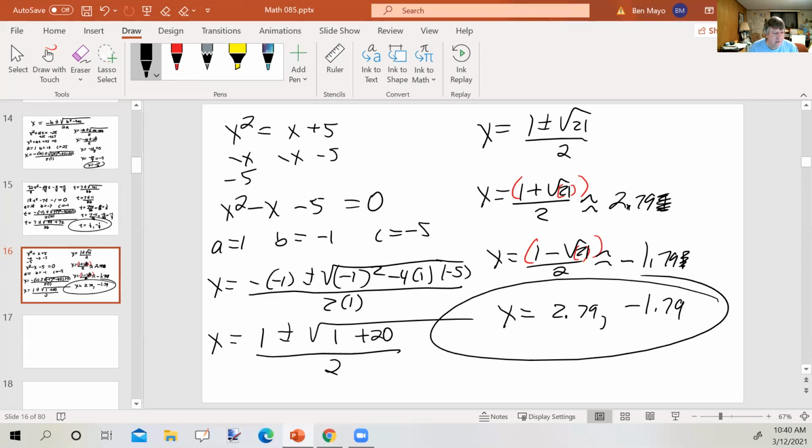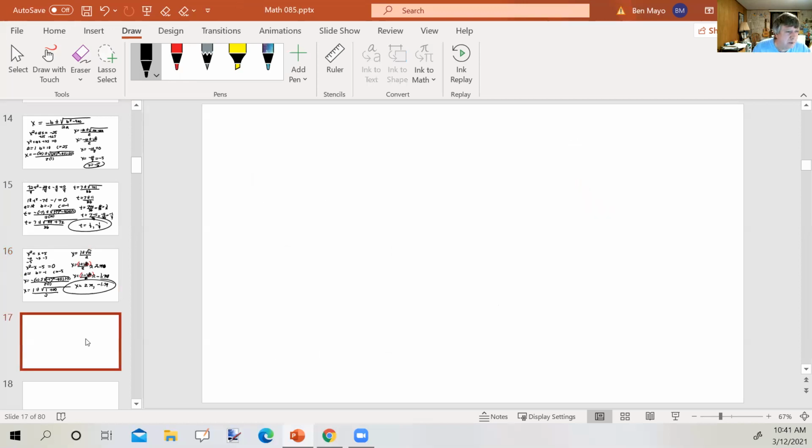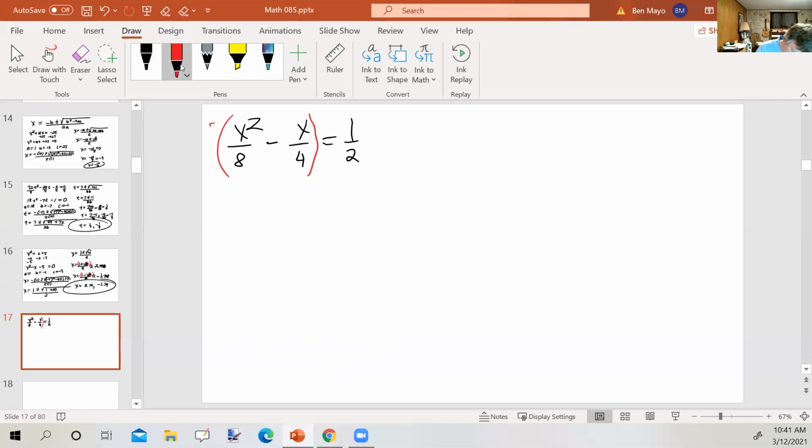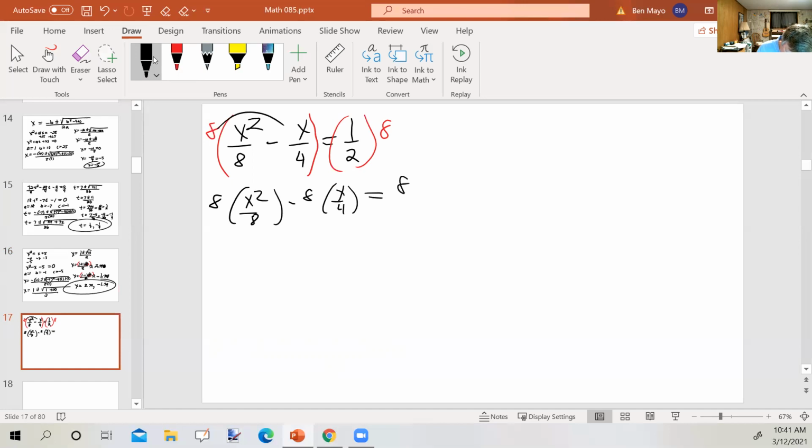Okay, let's take a look at a problem that has fractions. It says use the quadratic formula to solve the equation x squared over 8 minus x over 4 equals 1/2. To clear the fractions, I'll multiply both sides of the equation by the LCD, which would be 8. So I get 8 times x squared over 8 minus 8 times x over 4 equals 8 times 1/2.